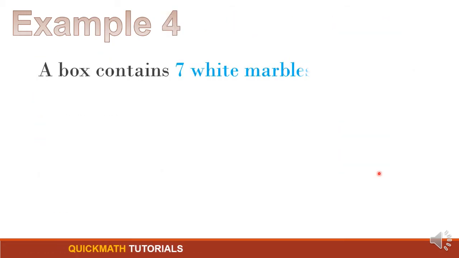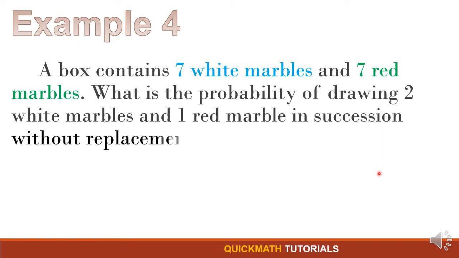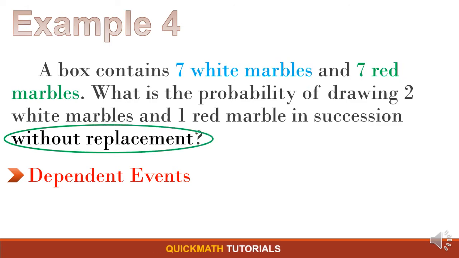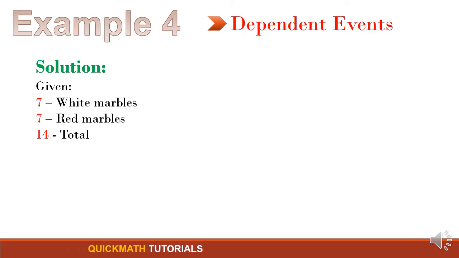And for our last problem, we have a box that contains 7 white marbles and 7 red marbles. What is the probability of drawing 2 white marbles and 1 red marble in succession without replacement? So this problem is dependent events because of the words "without replacement." Now let's list all of the given. We have 7 white marbles, 7 red marbles, and a total of 14.